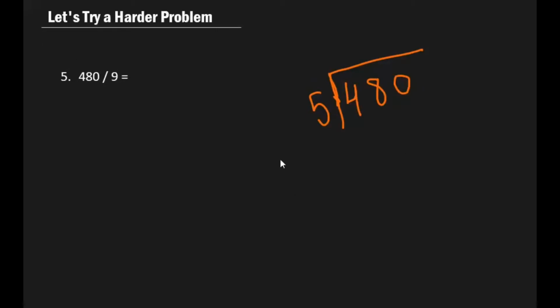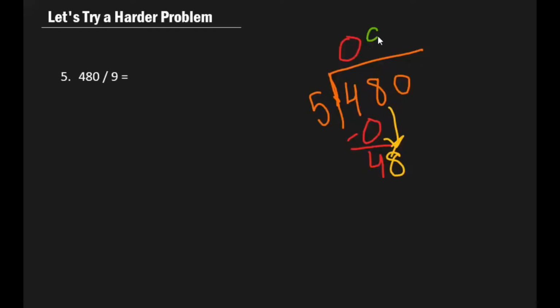Now all we want to do is see how many times 9 can go into 4. 9 cannot go into 4 because 4 is smaller than 9. So we write a 0 up here and subtract 0 from 4. 4 minus 0 is 4. Now we pull down the 8, and that makes the 4 into 48. How many times can 9 go into 48?